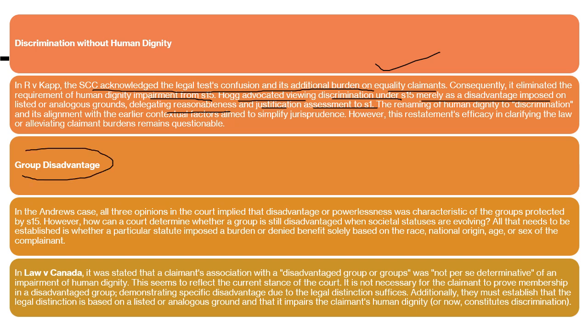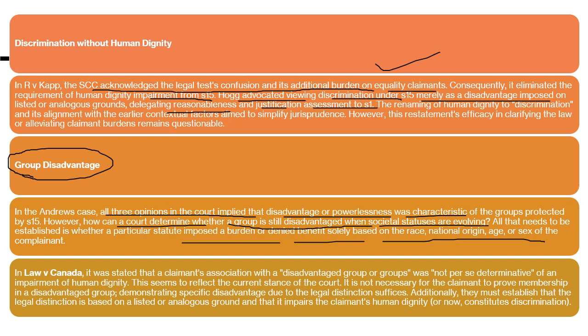Then there is the concept of group disadvantage. In Andrews, all three opinions in court implied that disadvantage and powerlessness were characteristic of groups protected by Section 15. However, how can a court determine whether a group is still disadvantaged when societal status is evolving? So here all that needs to be established is whether a particular statute imposed a burden or denied a benefit solely based on these kinds of listed grounds.